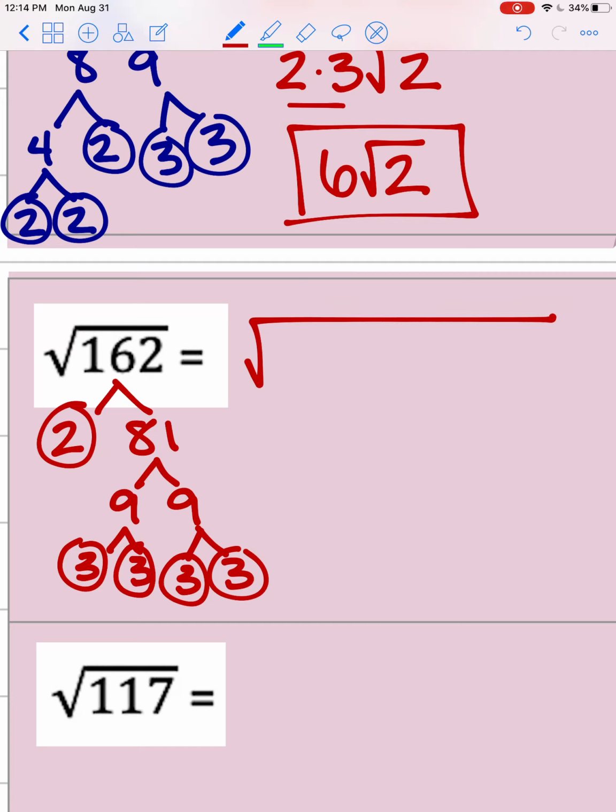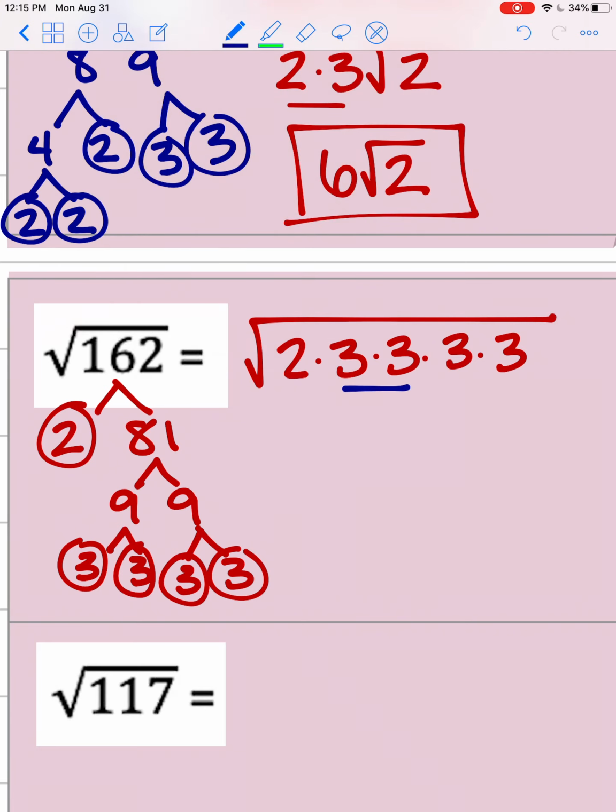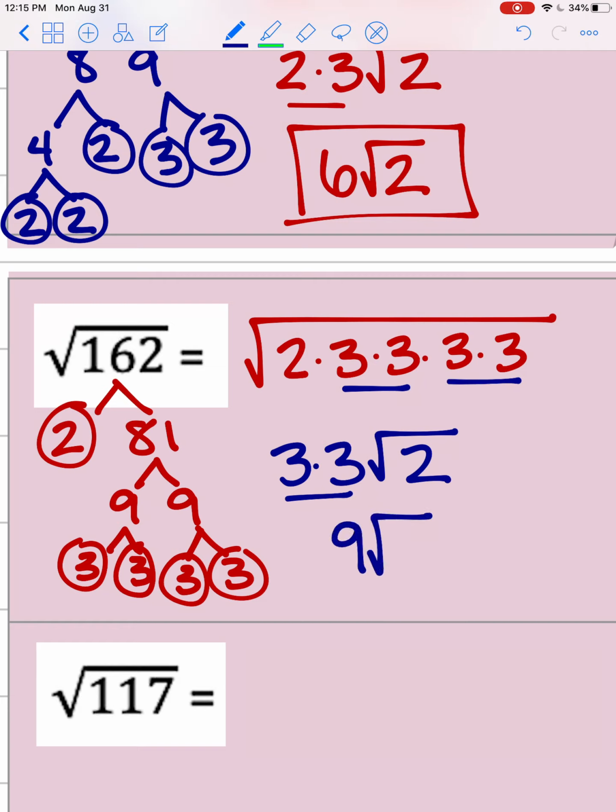Let's bring all those numbers under the radical. I see 4 3's and a 2. Again, you can put those numbers in any order. I just like to keep mine organized so that I can look for pairs. 2 doesn't have a pair, but I have 2 pairs of 3's. So where do those pairs go? On the outside. I have 2 3's that are going to go on the outside, and I'm left over with that 2. Multiply what's on the outside. That gives me 9 square root of 2.